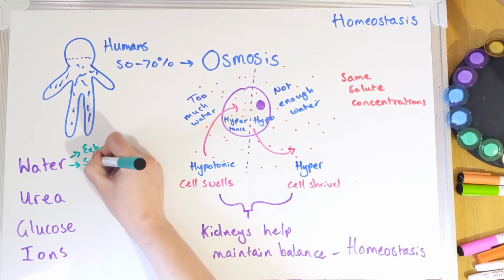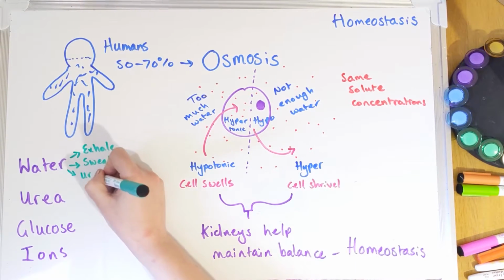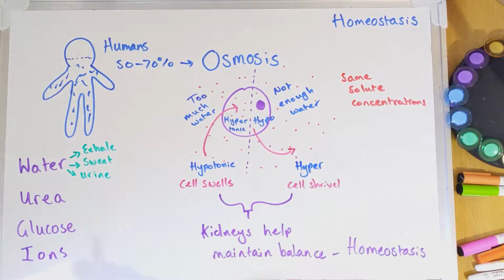If you're anything like me, you'll lose a lot of water during sweat. And of course, if you drink lots of water, you're going to need to go for a wee, so urine as well. Your urea is lost through sweat and urine.